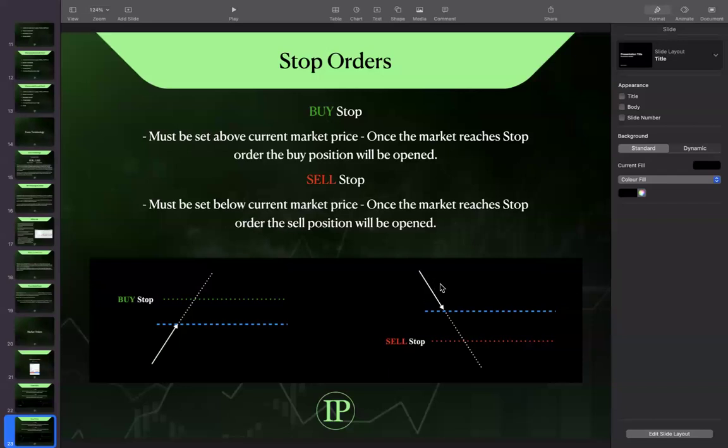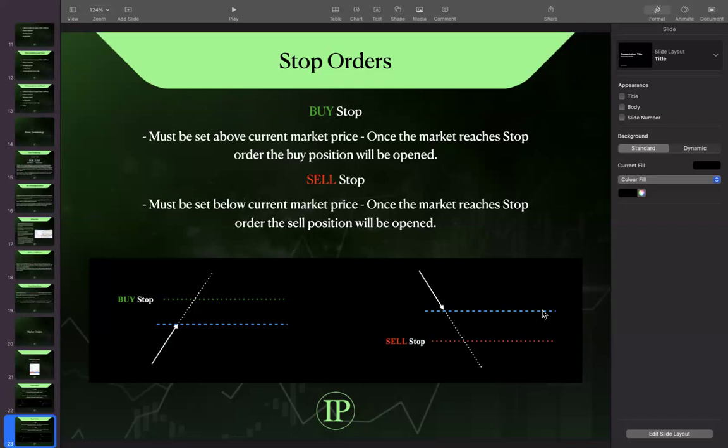Okay. Likewise, on the sell side, if you do not want to get in where current market price is, and you want to get in at a much later price as the market is moving down, then you will be looking to open a sell stop position. Now, a sell stop basically means that once price gets here, it must open me up for a sell. And as it continues going down, I will be making money. If it goes back up, I will be losing money. Okay. So the sell stop must be set below current market price.